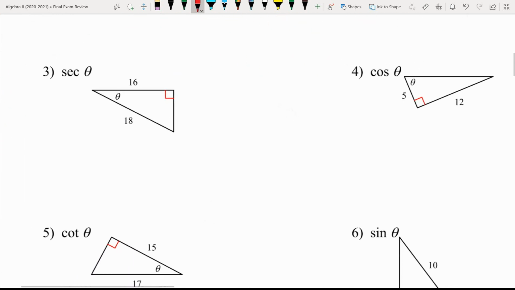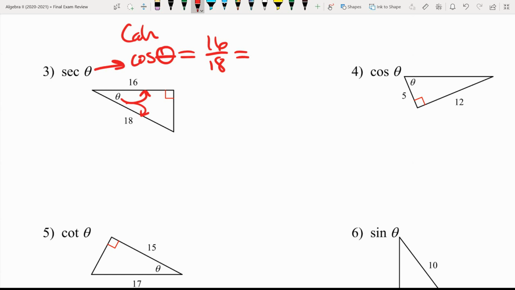All right, secant. So secant is just the reciprocal of cosine of theta. So if I can find cosine of theta, all I have to do is flip it, and I get secant. So cosine, as you recall, that's the CAH part of SOHCAHTOA. So it's adjacent divided by hypotenuse. So 16 is the adjacent side, 18 is the hypotenuse. So this is 16 over 18, which is divisible by 2, so that would be 8/9. So if I wanted secant of theta, it's the reciprocal of this, so that's just 9/8.